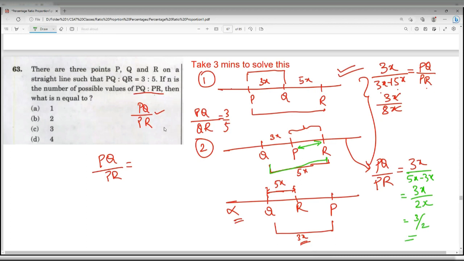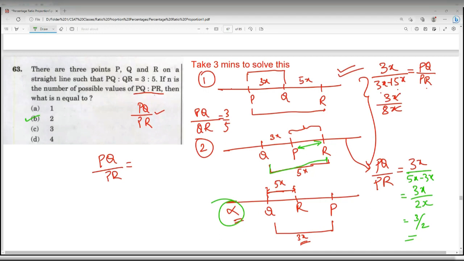So this combination is not possible, so this is eliminated. Even in these two cases, the PQ by PR is one is 3 by 8 and another is 3 by 2. So there are two values. I had to check this also, because even if it had come 3 by 8 both times, the number of possible values would only be 1, even though there are two cases. But in this case, there are two different values, 3 by 8 and 3 by 2. So the number of possible values is 2, that is B.